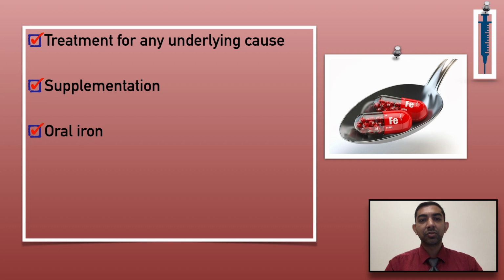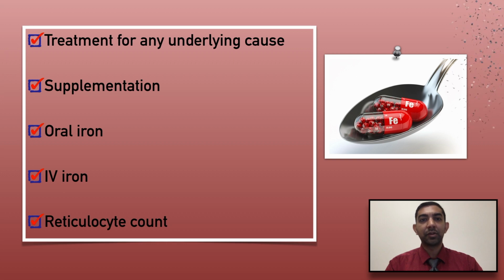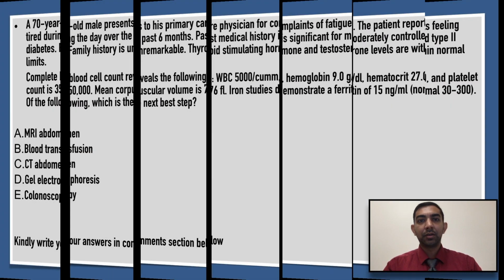IV iron sucrose or dextrans can be used if your patients cannot tolerate or absorb oral iron. Reticulocyte count will usually begin to increase after 1 week of iron therapy, and this indicates a positive response to therapy. Now finally, let's look at a review question on this topic.